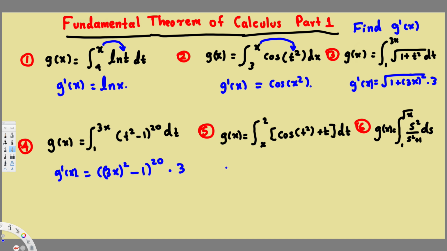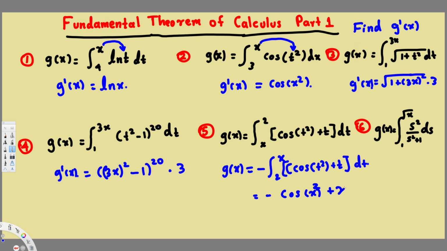When we change to that format, we have to put a negative sign in front. So this is going to be the integral from 2 to x, but with a negative sign, of the same function, cos of t squared plus t, dt. Now we replace this t with x, and that's going to be the derivative, but we have to keep the negative sign. So we are going to have negative cos of x squared plus x.